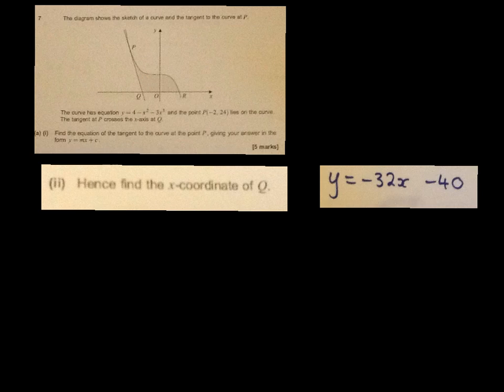Alright, so thinking about all those things, the x-coordinate of Q. If we look at Q, we're told it's where the tangent crosses the x-axis. So it's where that line we've just found the equation of crosses the x-axis. So there's the answer from the last section. What could it mean? Where does that line cross the x-axis? Well, we should know that when a line crosses the x-axis, that's when the y-coordinate is 0. So if we sub in y is 0, rearrange it and solve for x, it will tell us the x-coordinate of Q.